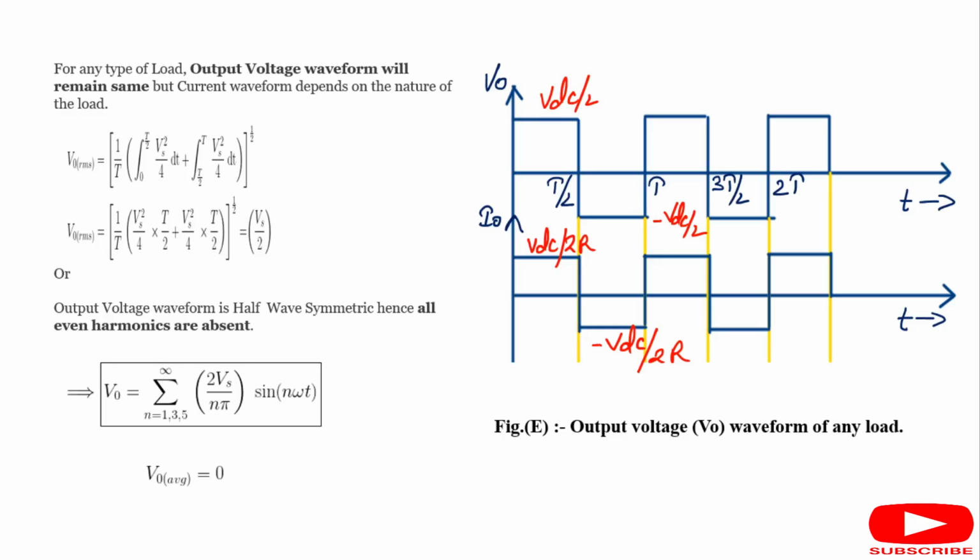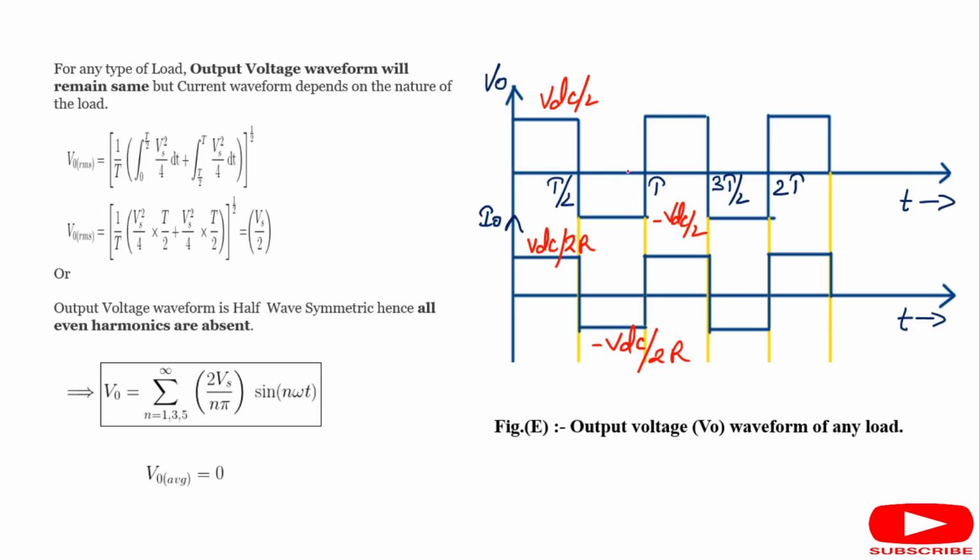See, for any type of load, whether the load is inductive, resistive, or capacitive, whatever the load at the output side, the output voltage waveform will remain the same, but the current waveform depends on the nature of the load, and the waveform of the current will differ according to the load. So let us see how we can calculate the RMS value of the output voltage.